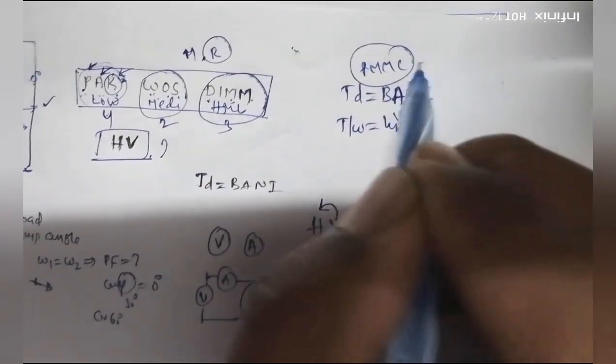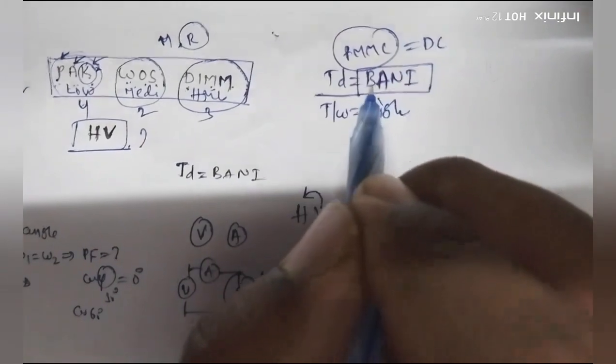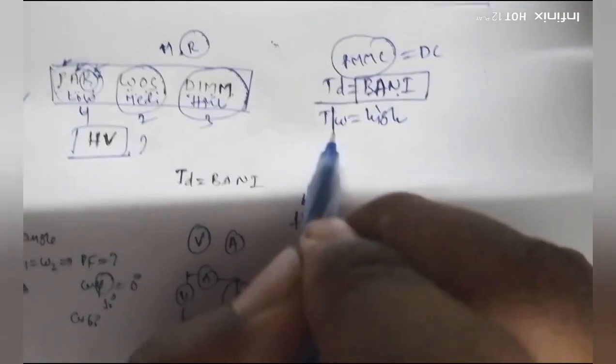The PMMC instrument is used for DC value, the average value. The shortcut is BANI: deflection torque is Bani. Torque by weight is high.